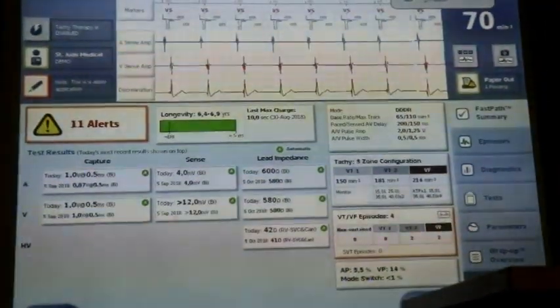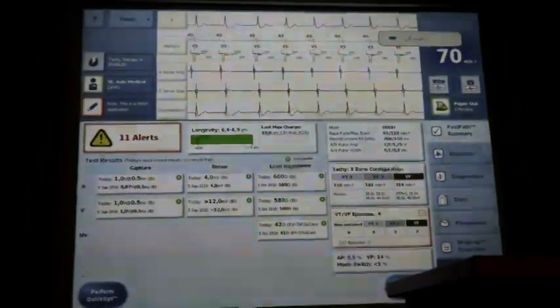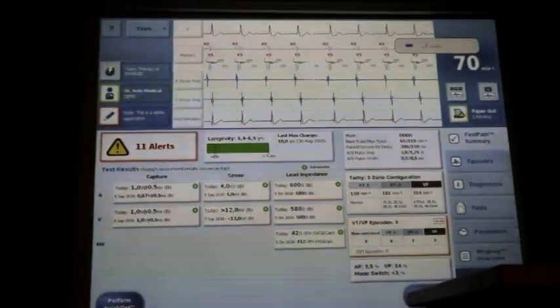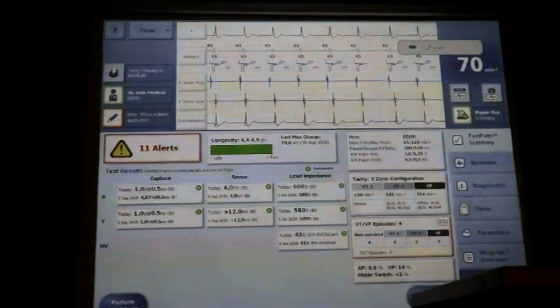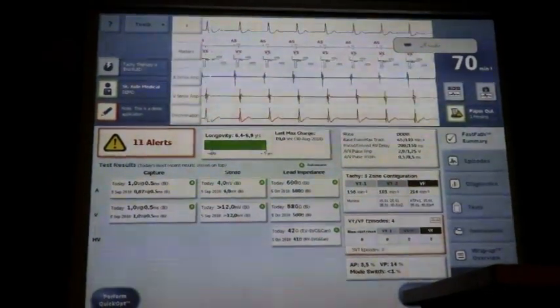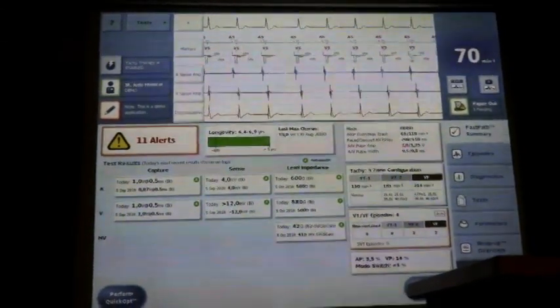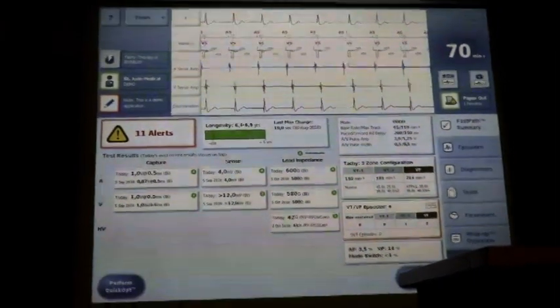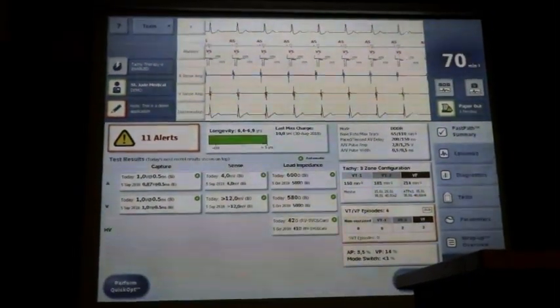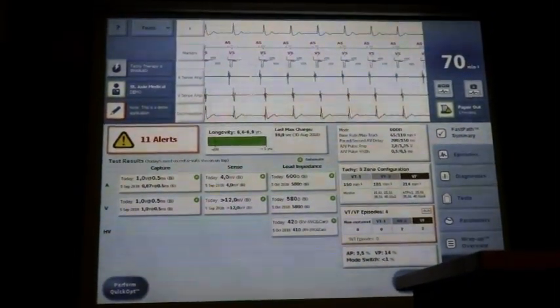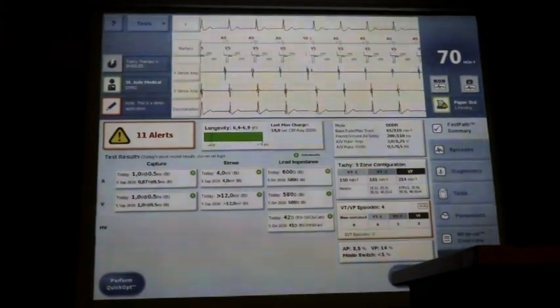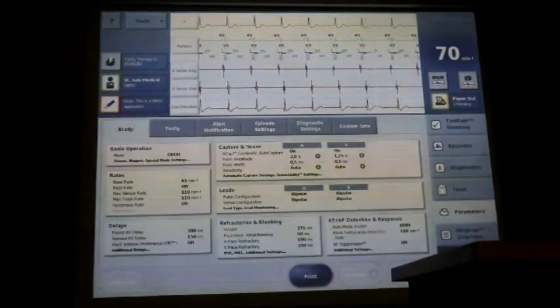Okay, so we've got the programmer. To get to the sensitivity, if I tell you, you will never remember. You have to be able to find it yourself. If I told you directions to some place out there, you won't remember, but if you understand, then it's easier. It's part of the device parameters. So let's go to parameters.